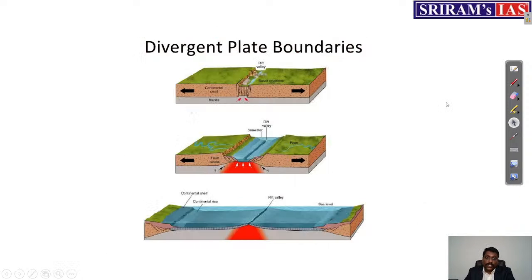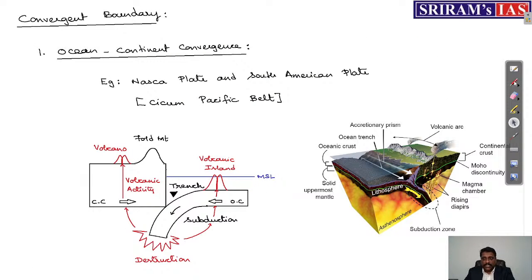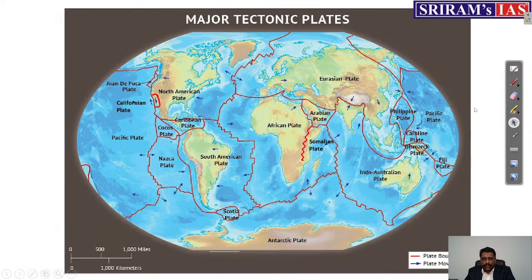First, I'll start with this ocean-continent convergence. See, the classical example of this ocean-continent convergence, right? Classical example. Just now I said Nazca plate and South American plate. One side ocean, one side continent. To some extent, I can also take Pacific plate and North American plate, barring a few exceptions here and there.